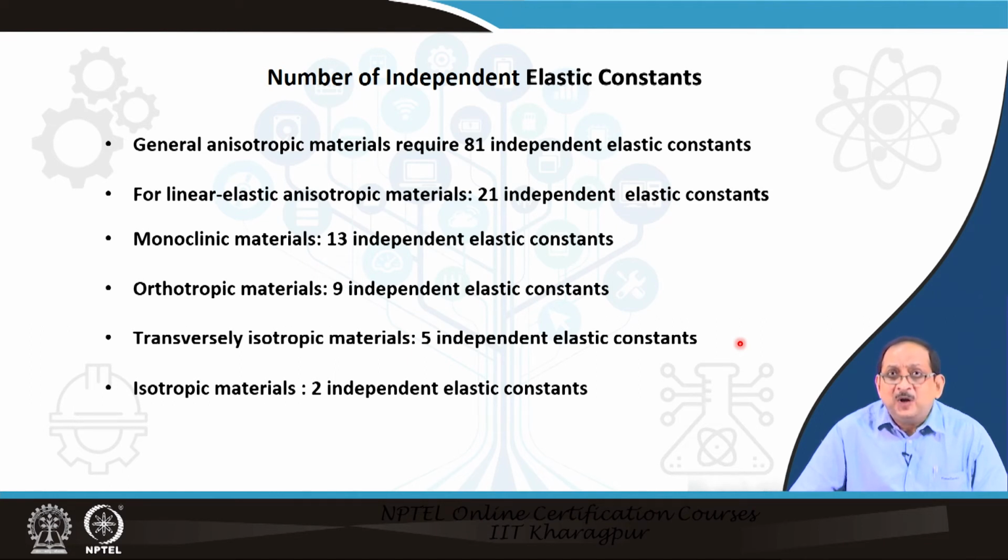There are 81 independent elastic constants for a general case. For linear elastic anisotropic material, 21 independent elastic constants. Monoclinic material, 13 independent elastic constants. Orthotropic material, 9 independent elastic constants. Transversely isotropic material, 5 independent elastic constants. And finally, the isotropic material needs 2 independent elastic constants.